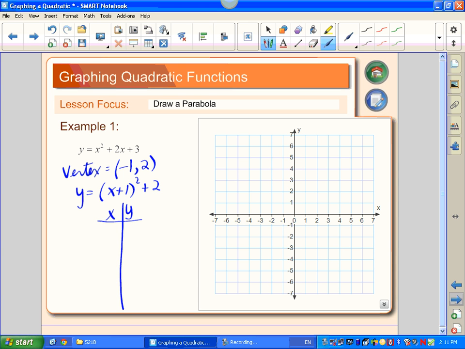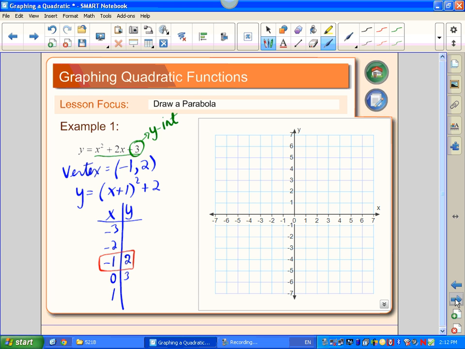So I'm going to put in my vertex first. So we said negative 1, 2. And we know that it's symmetrical around this point. So that means I'm going to pick numbers below, and I'm going to pick numbers above. That's going to make life easier. So I put a 0 in. I get my y-intercept, which is 3. And just the shortcut here is when it is in the form ax squared plus bx plus c, which we have here, this value is the y-intercept.